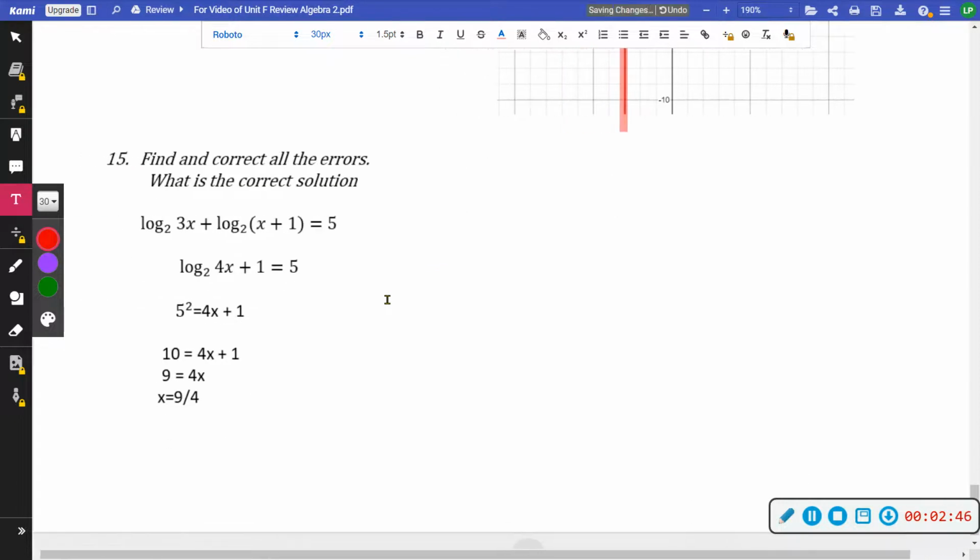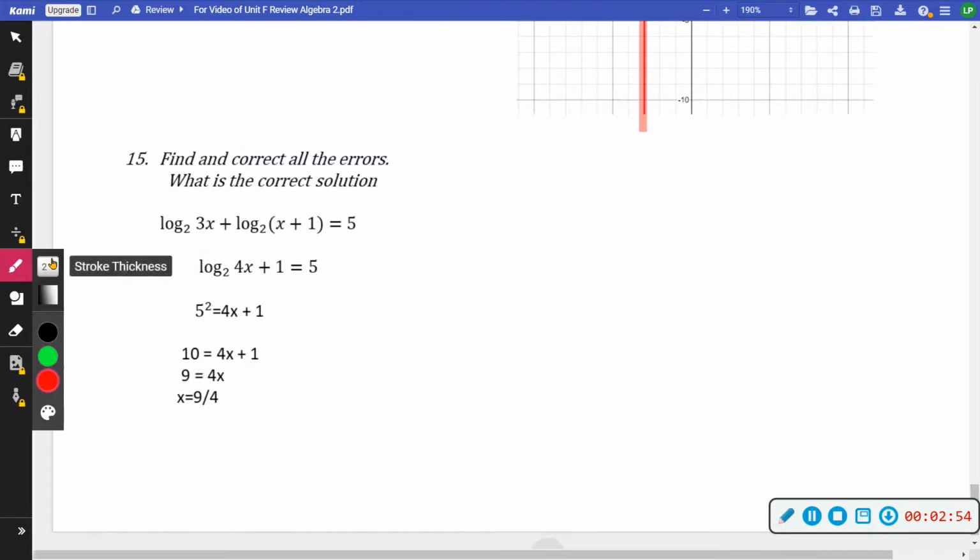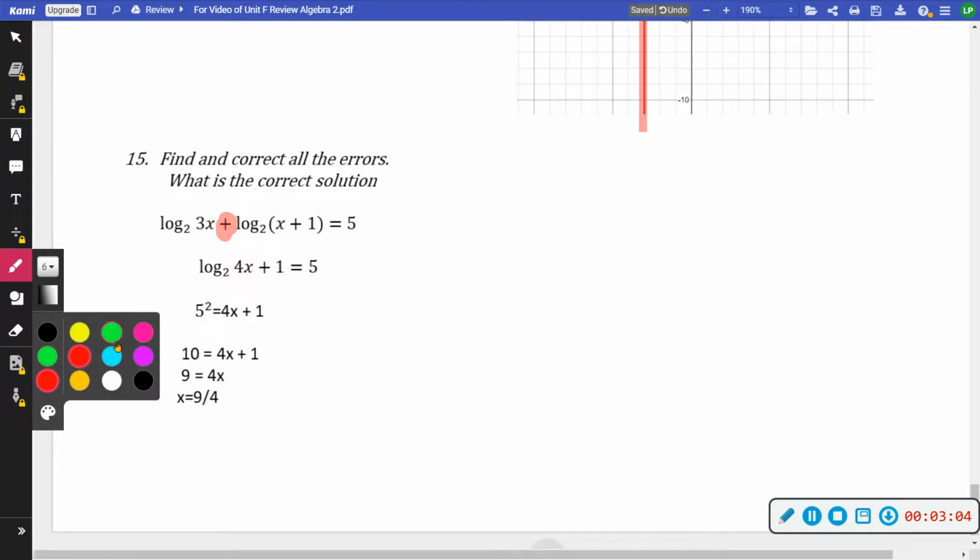Now let's look at this. Find and correct all the errors. What is the correct solution? So when I look at this, I see that the operator is a plus. And when you're combining two logarithms through plus, you should multiply. So you're going to take this times this.